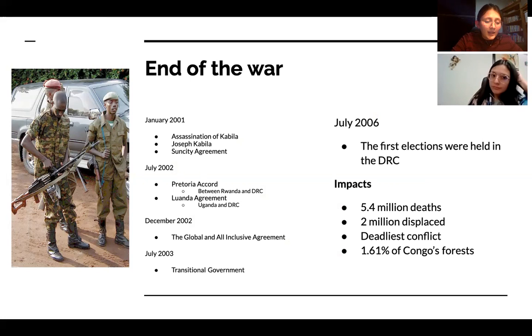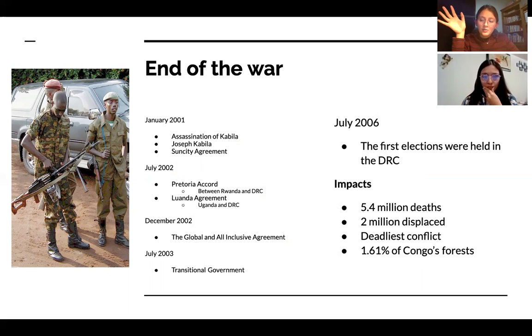And from April to December of 2002, under the leadership of South Africa, peace talks were held with all the parties of this war. And with the Sun City Agreement, they reached an agreement, but it was a really weak agreement. So they had to start more negotiations. And in July of 2002, Rwanda and the Democratic Republic of the Congo signed a peace deal, which was called the Pretoria Accord.